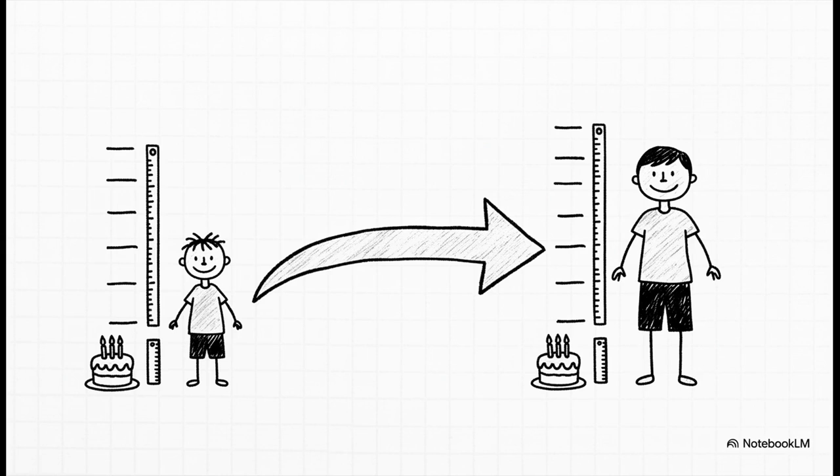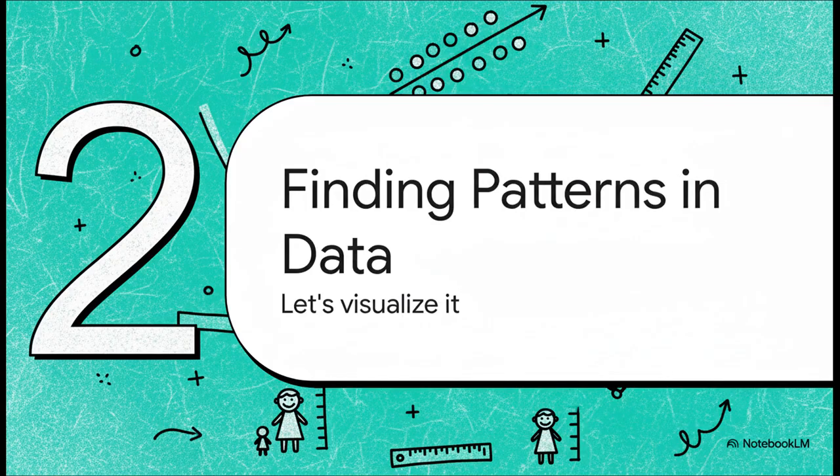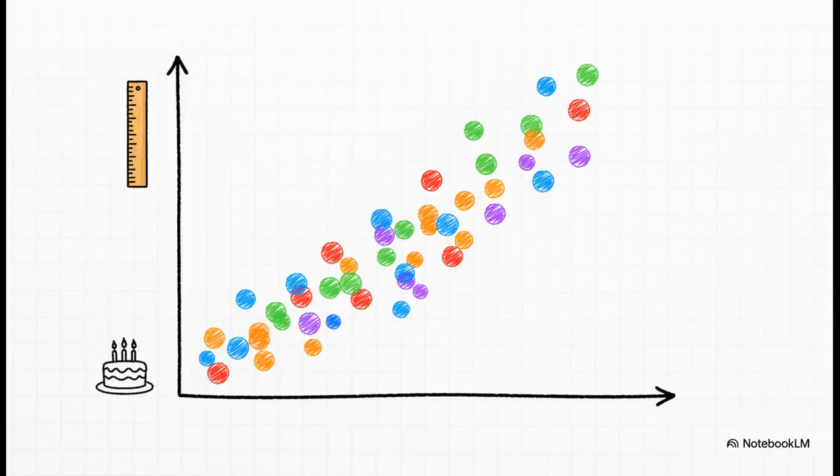Okay, let's make this really simple with an example we can all get. Just think about it. We all kind of know that as kids get older, they generally get taller. So, could we use a child's age to predict their height? To answer a question like that, we have to find the pattern in the data. And honestly, the best way to see a pattern is often just to look at it. So let's actually plot it out.